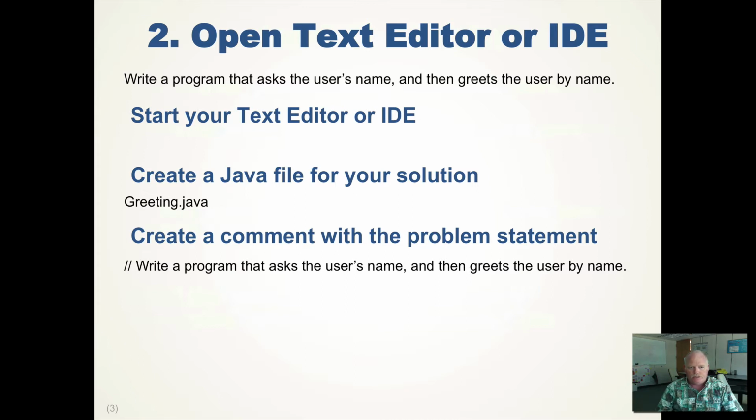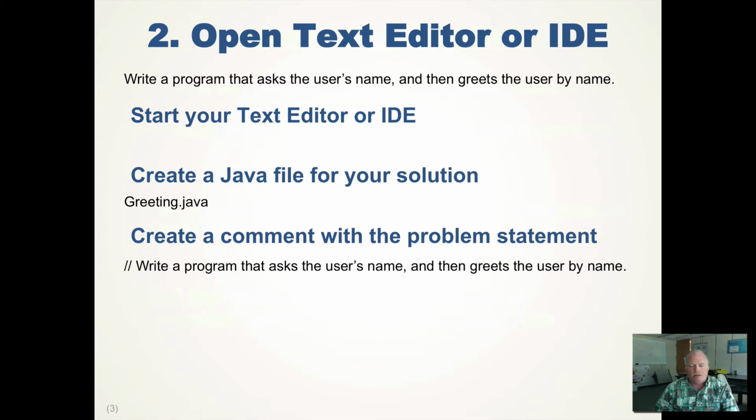Second step is to open a text editor or IDE, or if you're going to do it with paper and pencil, write down the question. So you take the text editor and create a Java file. The name of the Java file needs to be the name of the class, so you look at the question. In this case: write a program that asks for the user's name and then greets the user. I chose to use the program name Greeting. So I create a Greeting.java file.